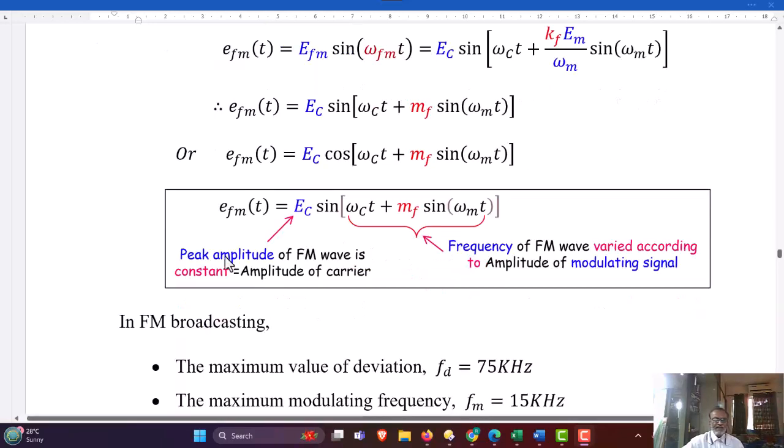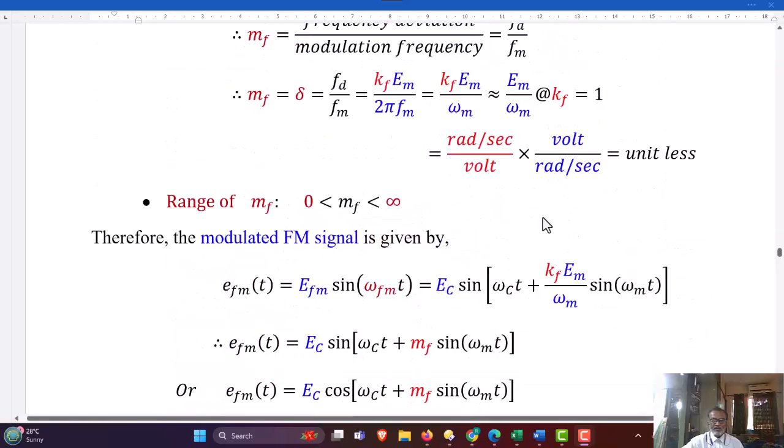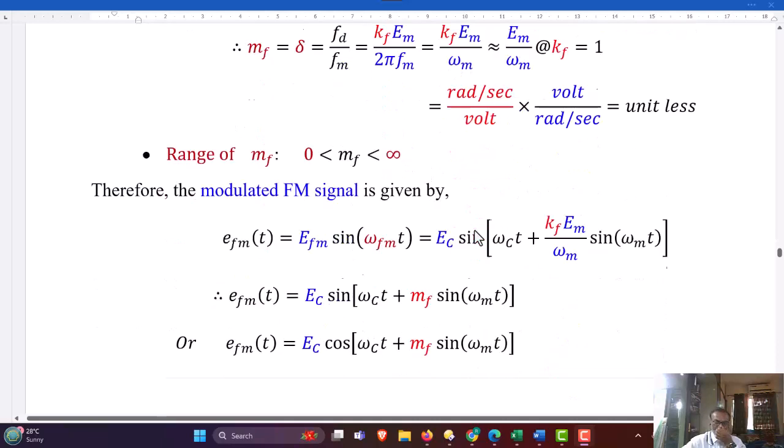Therefore, we can summarize that the modulated signal EFM is EC sine of omega CT plus MF sine of omega M into T, whereas EC capital is the peak amplitude of the FM wave and which remains constant, whereas the bracketed term is the frequency of the modulated signal, and you will see that it is a function of modulating signal, and modulating signal is incorporated in the modulation index MF we have just defined, because MF we have defined as Em by omega M.